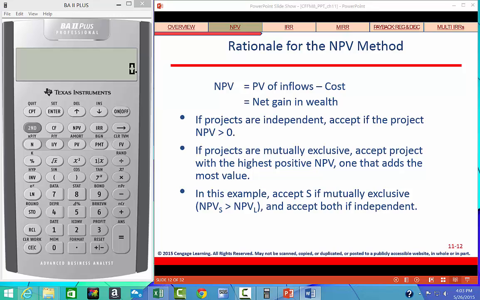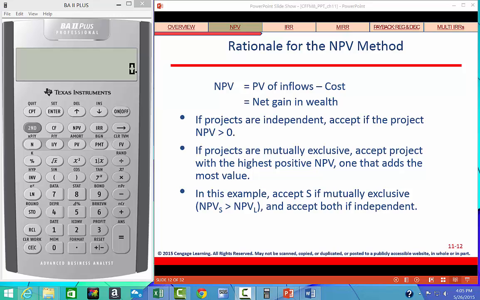Similarly, the shareholder gain for Project S would be 19.98 if it's accepted. And then I mentioned if Project L and S are independent, then both should be accepted because they both add to shareholders' wealth, and therefore that would make the stock price go up. Now, if both projects were mutually exclusive, then you should choose Project S over Project L because S adds more value to the firm than L does.